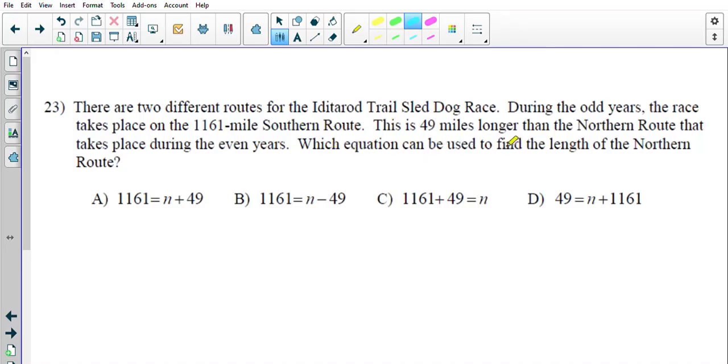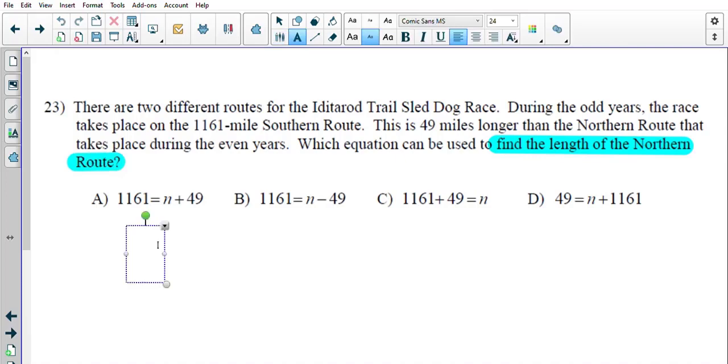So let's identify our unknown. We are trying to find the length of the northern route. So I'm going to define a variable for that. N equals the length of the northern route.